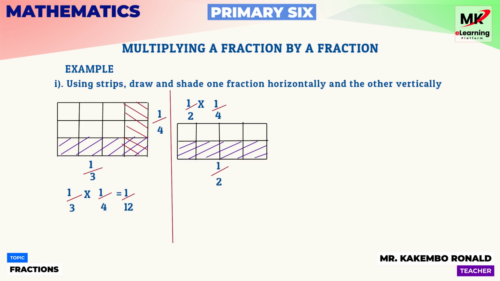Now after shading that, we are going to make a quarter vertically, cut into 4 equal pieces. Shade a quarter. What do you see shaded twice? The double shaded part becomes the answer. Altogether we have 1, 2, 3, 4, 5, 6, 7, 8, so the denominator is going to be 8. And the double shaded is only 1, becomes 1 out of 8. A half times a quarter is an eighth, 1 out of 8.